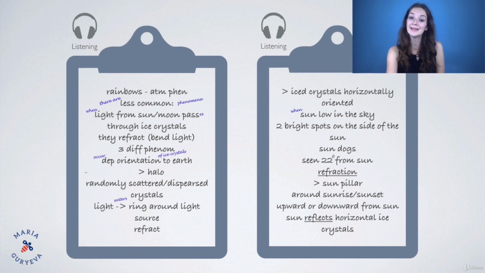I'm going to write "when sun low in the sky." Then I add "we see 2 bright spots." When sun low in the sky, we see 2 bright spots. Okay, it made my life easier.